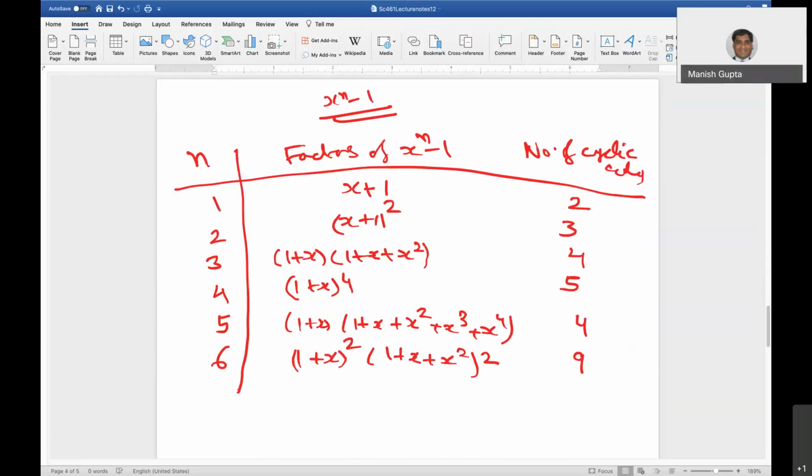Okay. When n is 7, factors are, this is the important one because this includes the Hamming code. 1 plus x square plus x cube and 1 plus x cube. Number of cyclic codes are 8. In case of n is equal to 8, we have 1 plus x raised to power 8 and number of cyclic codes are 9.